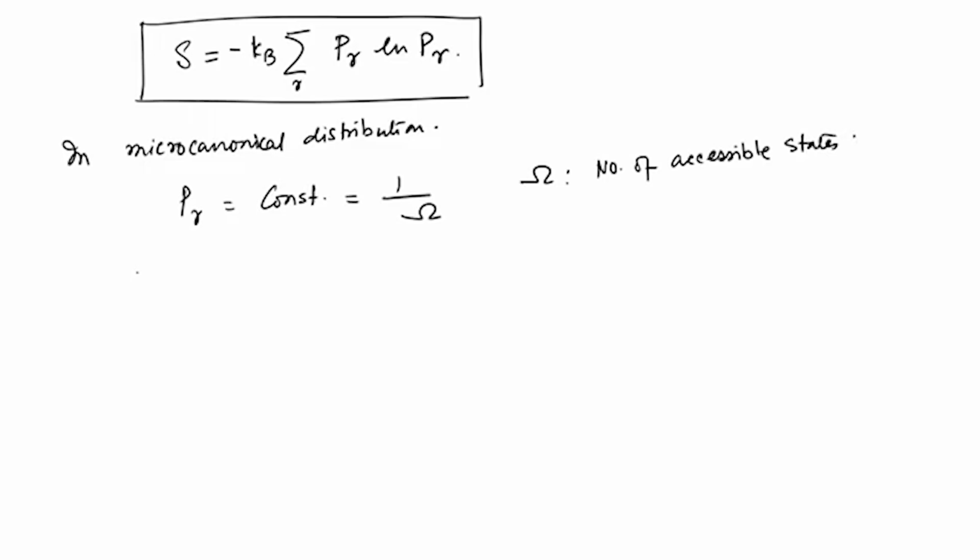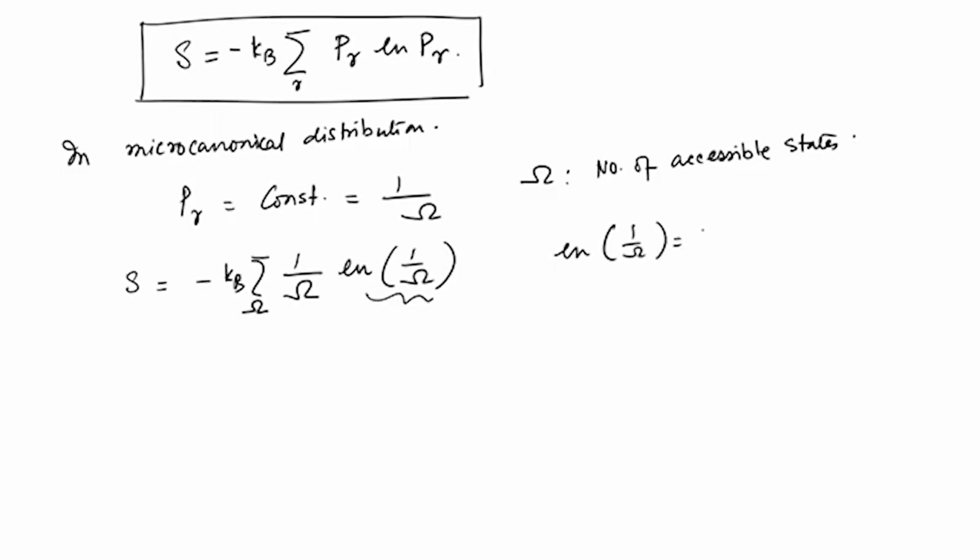So, S gives you minus k and the sum will just be over omega states now, and it is 1 over omega because P_r is 1 over omega, and there is a log of P_r which is log of 1 over omega. This quantity, log of 1 over omega, is equal to log 1 minus log omega. Log 1 is 0. So, this is just simply minus log of omega.